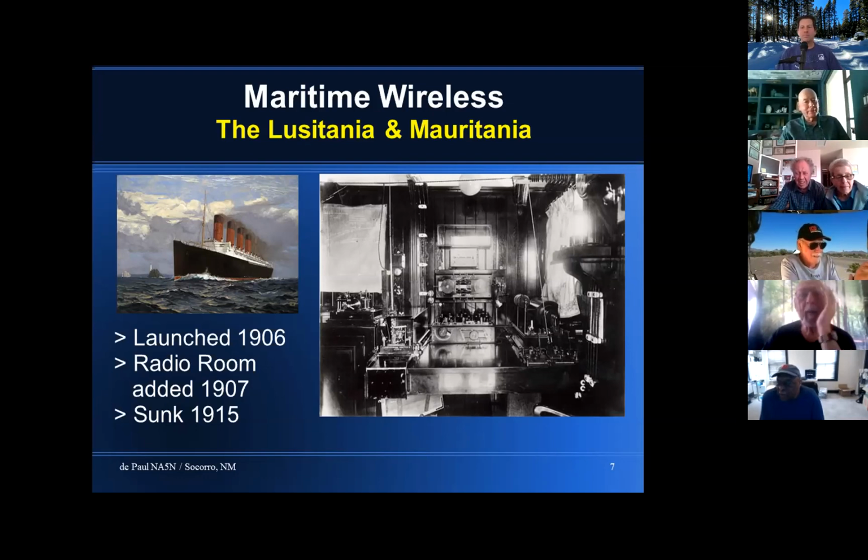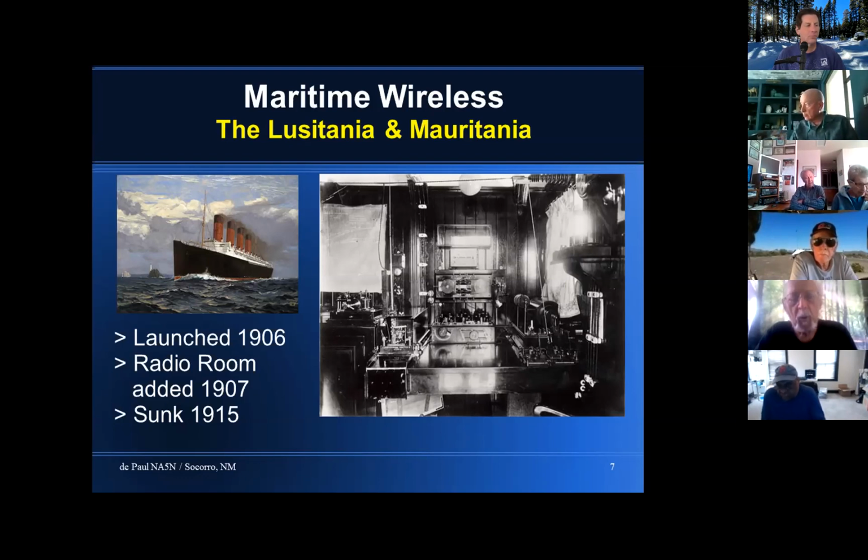Go ahead. Richard, you have your hand up. Yeah, it was just a question about where were all these ships launched from? Were they all out of Belfast? The Titanic, I don't know about the Lusitania and the Mauretania. They were primarily English ships. The Titanic, of course, was built in Ireland, so I suspect it did come out of Belfast. But as far as the others, I'm not sure.